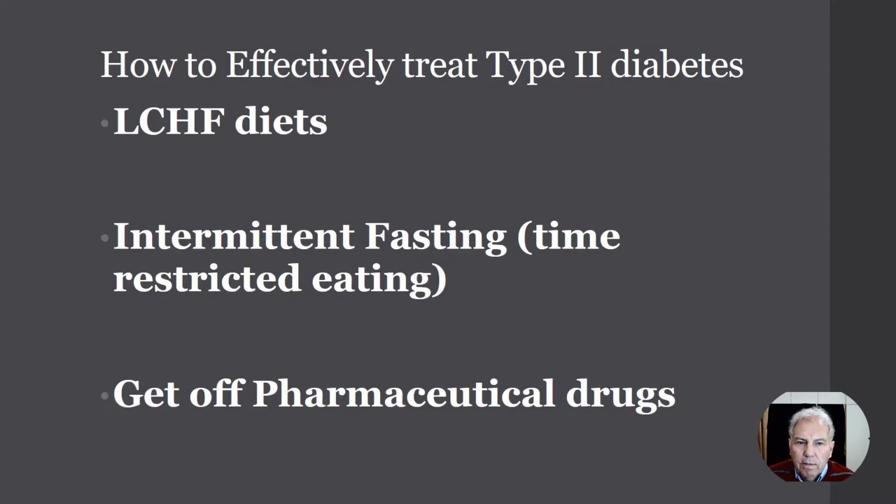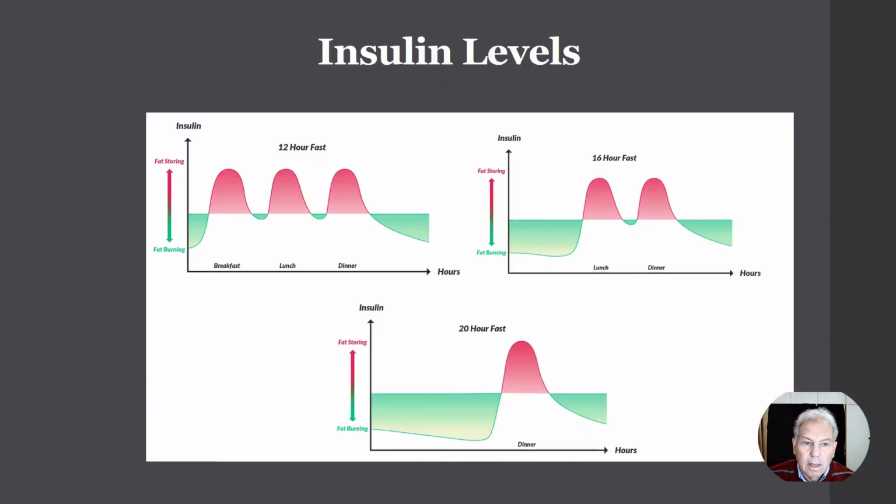So how do you effectively treat and reverse type 2 diabetes? Well, you go on a low carbohydrate, high fat diet, you do intermittent fasting, and you get off all your drugs. The idea is, have a look at this. This is insulin levels when you eat 3 times a day, twice a day, and once a day. And you can see what you eat will stop that insulin from going up high. But if you really want to lower your insulin, you have to do some sort of fasting. This video is not about the treatment of diabetes. It's just the general principles. But I'll give an example of a case.